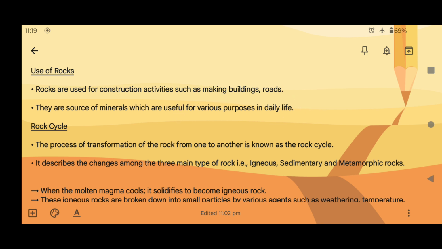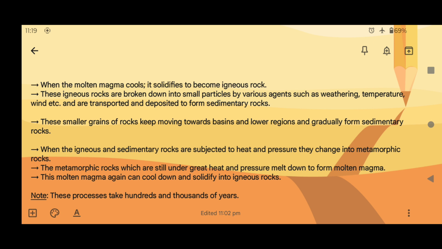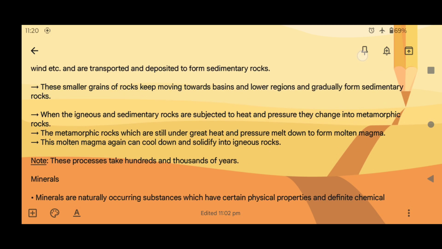Rock cycle. The process of transformation of rock from one type to another is known as the rock cycle. It describes the changes among the three main types of rock, that is igneous, sedimentary and metamorphic rocks. When the molten magma cools, it solidifies to become igneous rocks. These igneous rocks are broken down into small particles by various agents such as weathering, temperature, wind, etc., and are transported and deposited to form sedimentary rocks. These smaller grains of rocks keep moving towards basins and lower regions and gradually form sedimentary rocks.